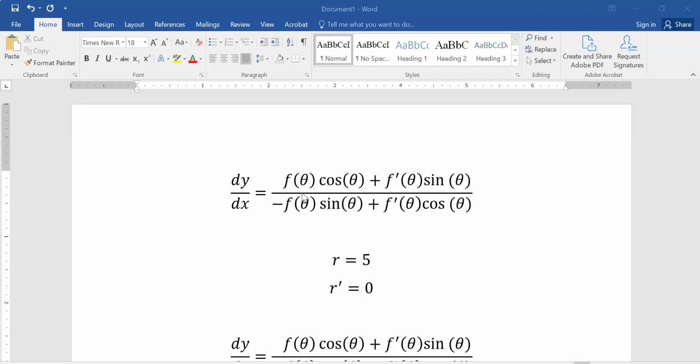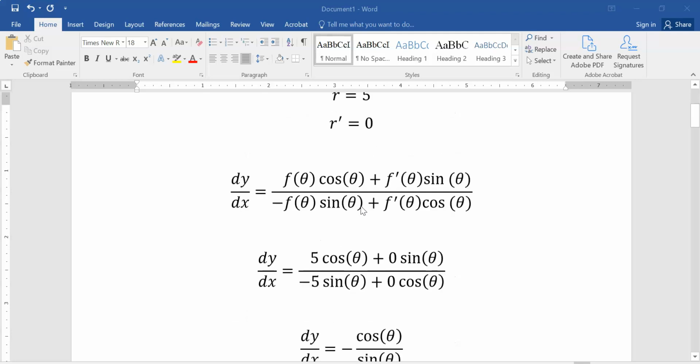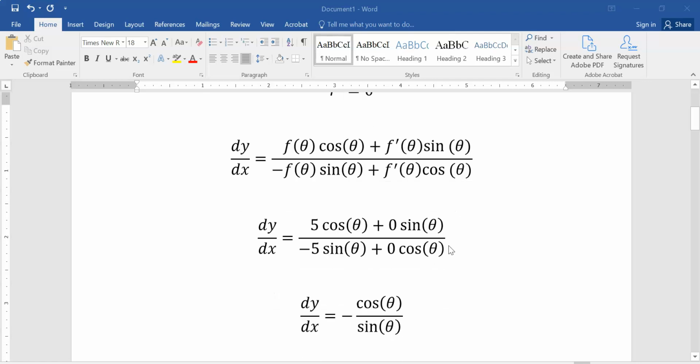All right, so we start with our derivative in polar form, f theta cosine theta plus f prime theta sine theta, divided by negative f theta sine theta plus f prime theta cosine theta. Now, I'm going to write r for f theta and f prime I'm just going to write as r prime. So you'll notice that r equals 5 is a circle, obviously, of radius 5. The derivative is 0. So for the derivative of y with respect to x, I can take this equation. Everywhere I see an f theta, I can replace it with a 5. And every time I see an f prime theta, I can replace it with the 0. So I have 5 cosine theta plus 0 times sine theta, divided by negative 5 sine theta plus 0 times cosine theta. And that's what we get.